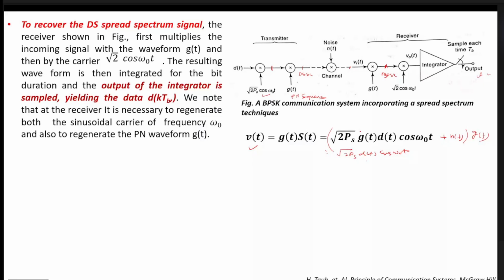Then what happens at this point? We have already discussed that this one is associated with the information signal d(t), which will be recovered. And since we are considering additive white Gaussian noise, this noise n(t) is getting multiplied by g(t). This g(t) simply changes the polarity of n(t), which does not affect the probability of error, because the white Gaussian noise power spectral density does not change with polarity. Hence, the bit error rate or probability of error in this case remains the same as that of the BPSK signal.